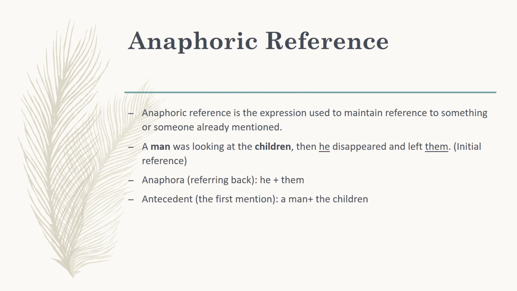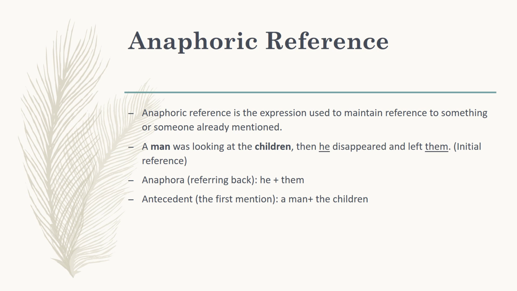Now with regard to reference, if you have noticed, sometimes I use a name, then at other times I use a pronoun, right? So there must be a difference in reference here. The first mentioned reference is called antecedent, and the second mentioned reference is called anaphora. So the anaphoric reference is the expression used to maintain reference to something or someone already mentioned. What does this mean?